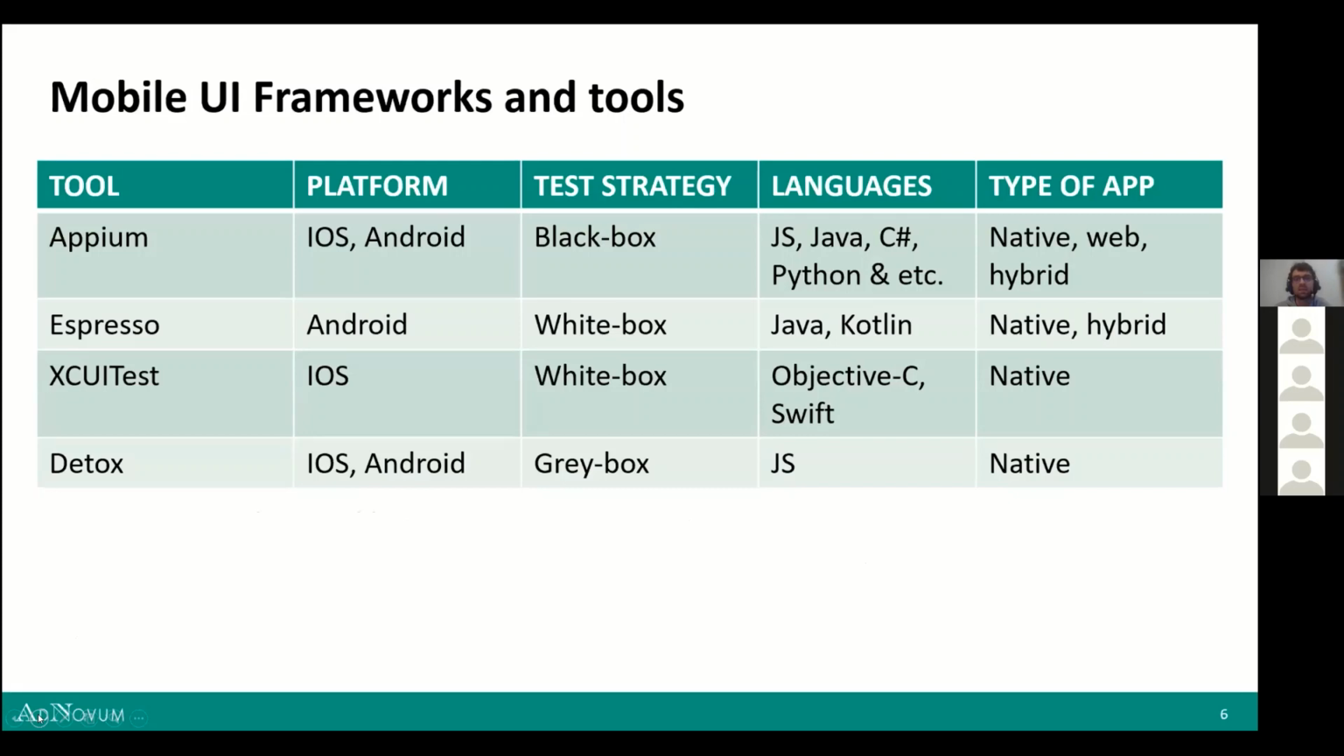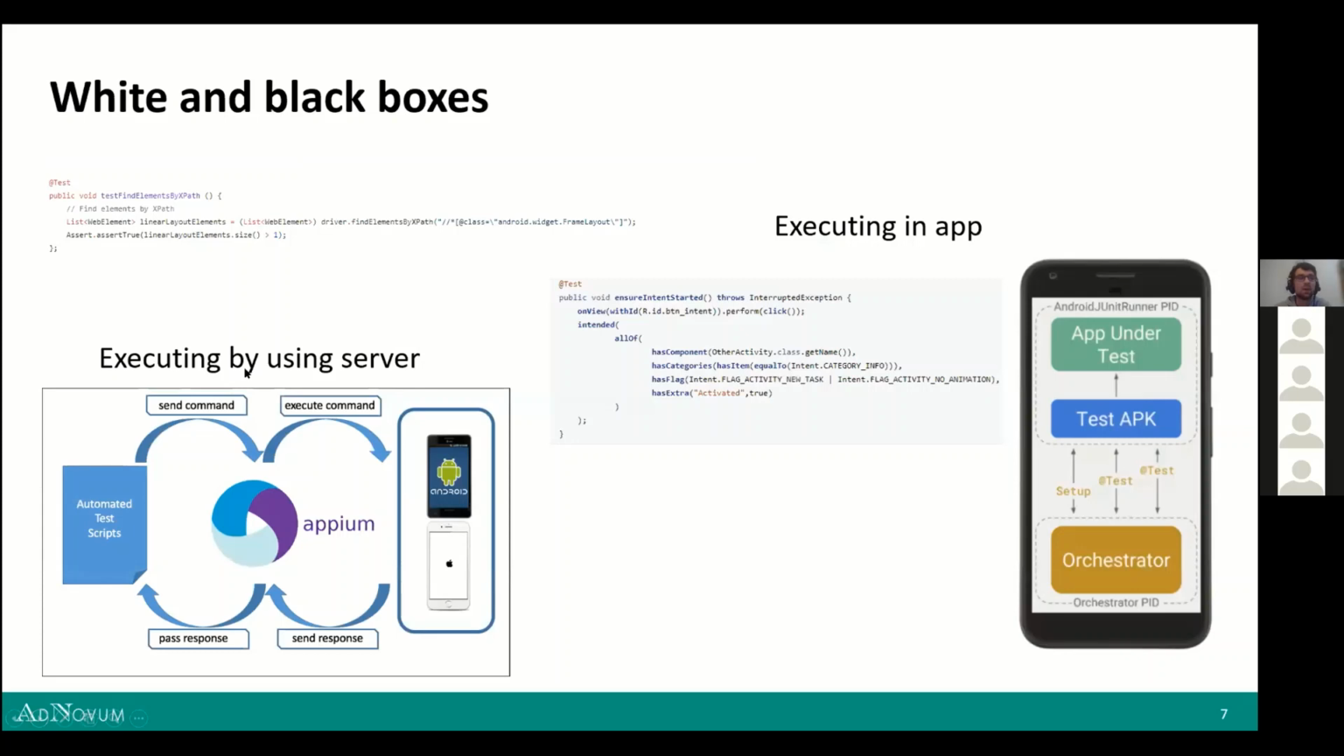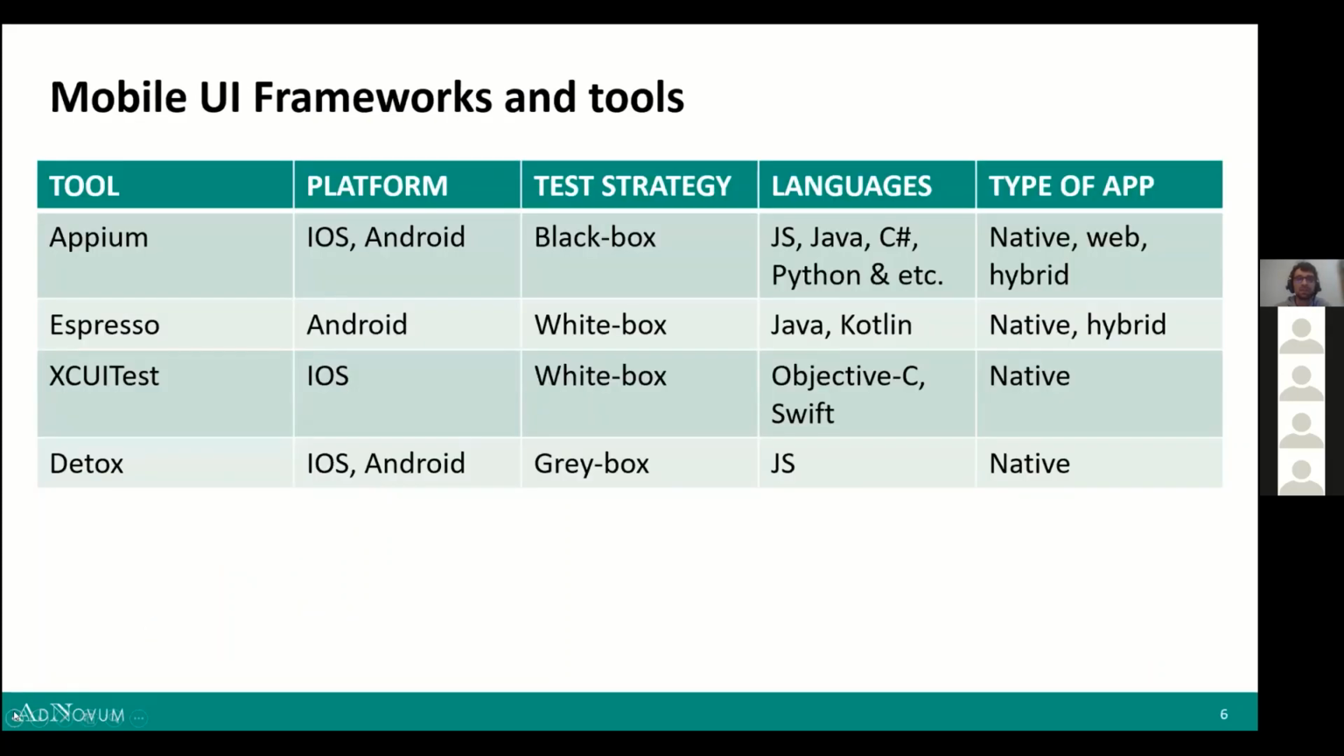In this table, I try to show you the most common mobile UI frameworks, and here we should pay attention to Appium, because it is very similar to Selenium, and Espresso and XCUITest execute as native testing. And now we talk about what white and black box are, because in the previous slide you can see that the test strategy is totally different. For Appium it is black box, for Espresso and XCUITest it is white box.